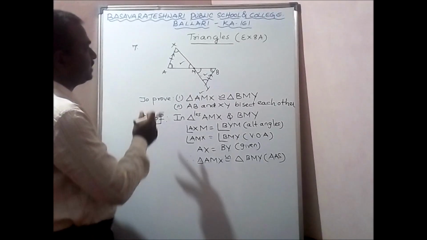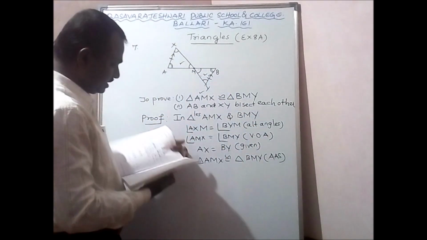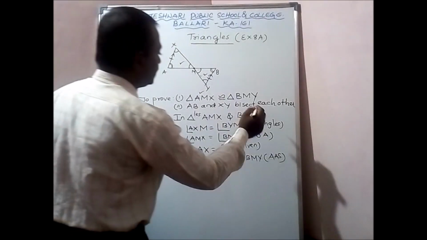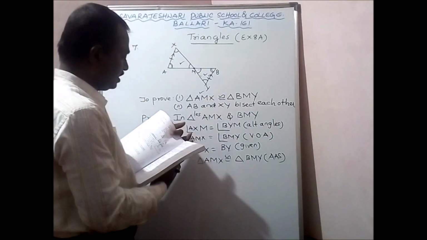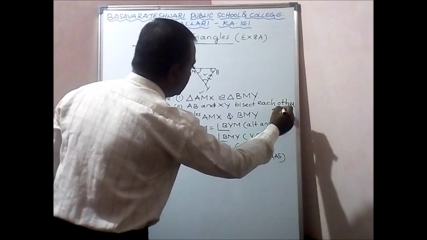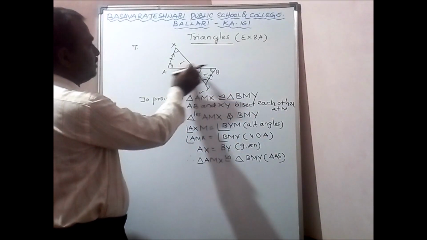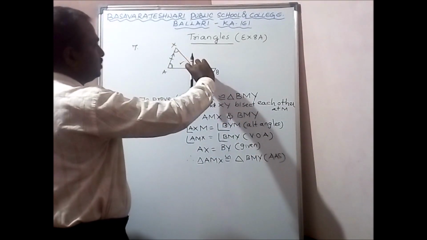So what is the second part we have to prove? AB and XY bisect each other at M. That means we have to prove these two are equal: AM is equal to BM, XM is equal to MY.